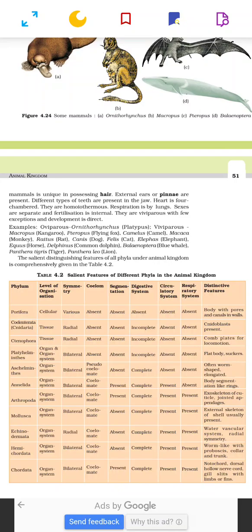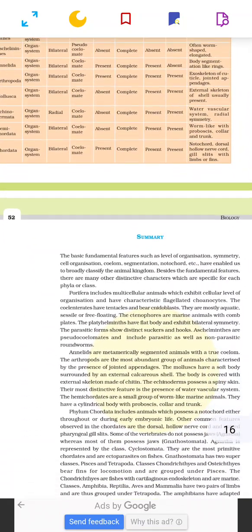Distinctive feature of annelids is body segmentation like rings. Arthropoda's main distinctive features are the exoskeleton of cuticle and jointed appendages. In mollusca, the distinctive feature is the external skeleton of shell, usually present, and in echinodermata, the water vascular system; radial symmetry is present in the adult stage. In hemichordata, worm-like with proboscis are present, and collar and trunk are also present. In chordata, notochord, dorsal hollow nerve cord, gill slits with limbs or fins are present.